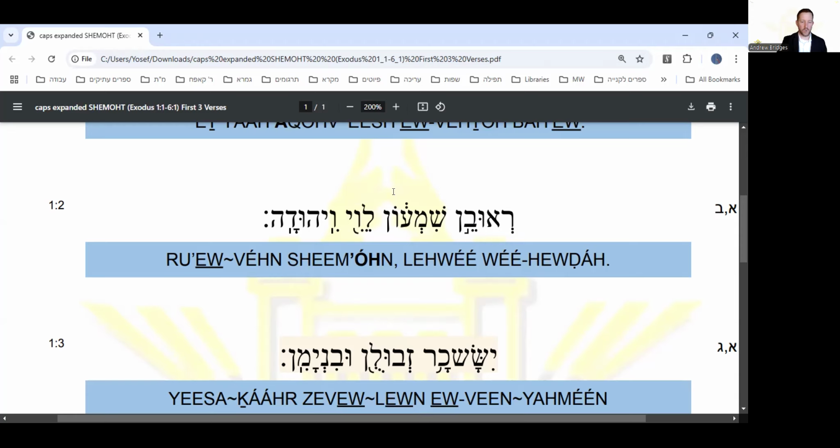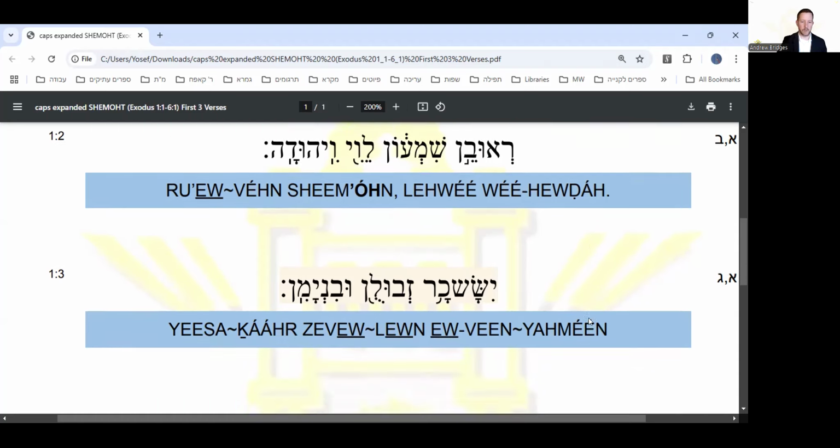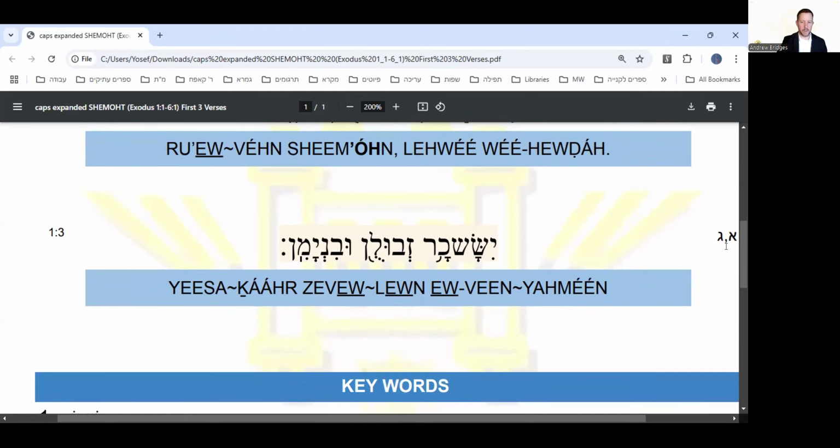Reuven, Shim'on, Shim'on, Lewi, Lewi, Yehudah, Yehudah. One more time. Reuven, Shim'on, Lewi, Yehudah. Reuven, Shim'on, Lewi, Yehudah. Reuven, Shim'on, Lewi, Yehudah. Pasuk haba. Next verse. Pasuk haba. Perek Aleph, Pasuk Gimel. Gimel, Gimel.